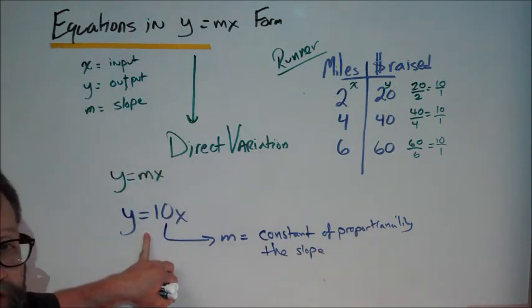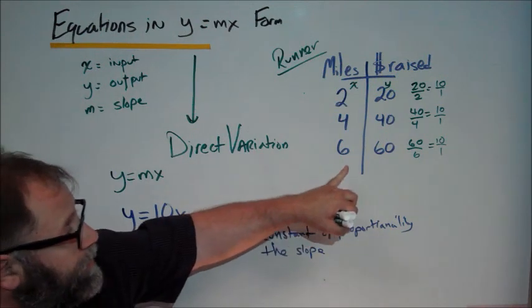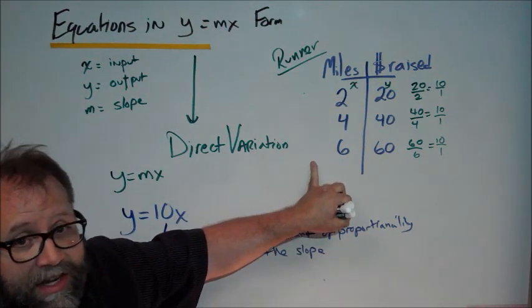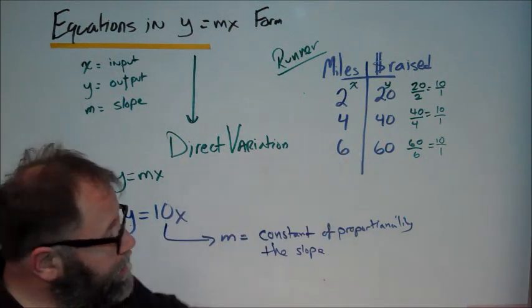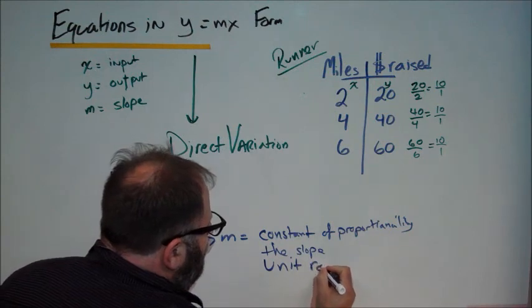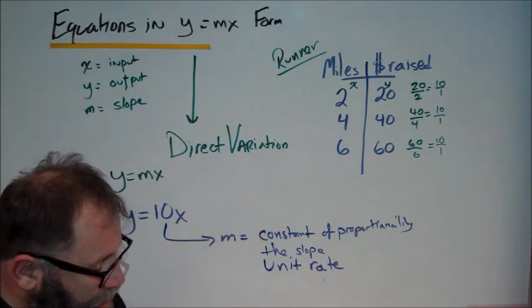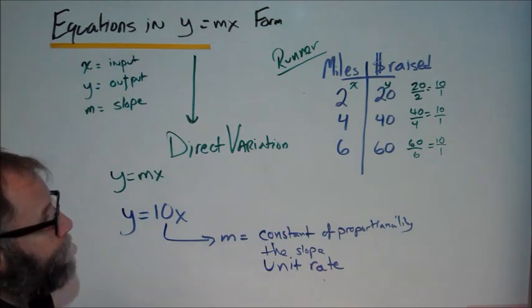So if we were to draw this line, it is the slope. So it is this for this one: it's rising 10 and going to the right one, rising 10 going to the right one. It is also the unit rate. All three of those things in a direct variation equation are m.